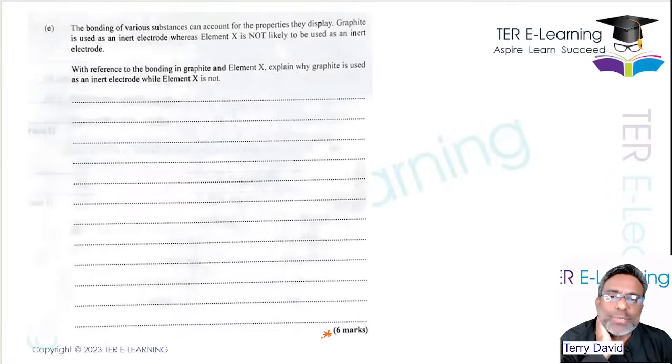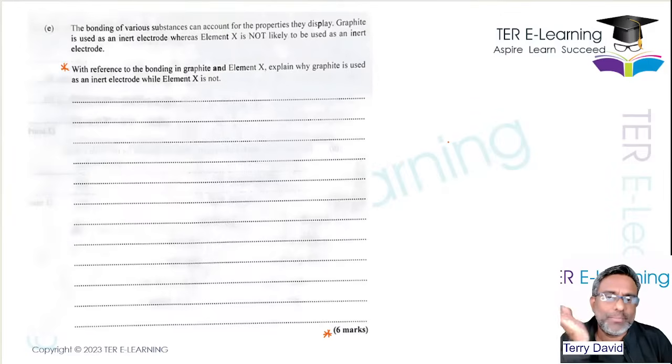Graphite is used as an inert electrode, whereas element X is not likely to be used as an inert electrode. With reference to the bonding, this is where you need to be careful now. With reference to the bonding in graphite and element X, explain why graphite is used as an inert electrode while element X is not.